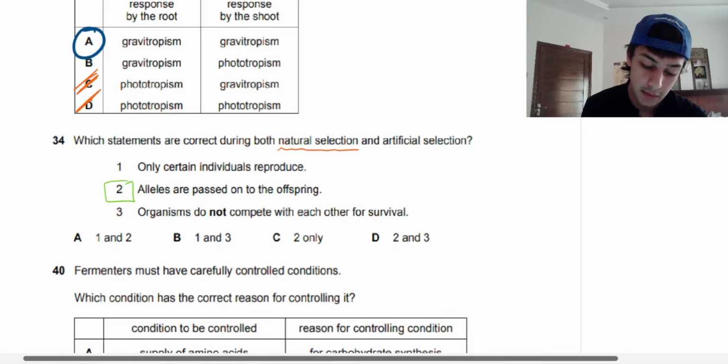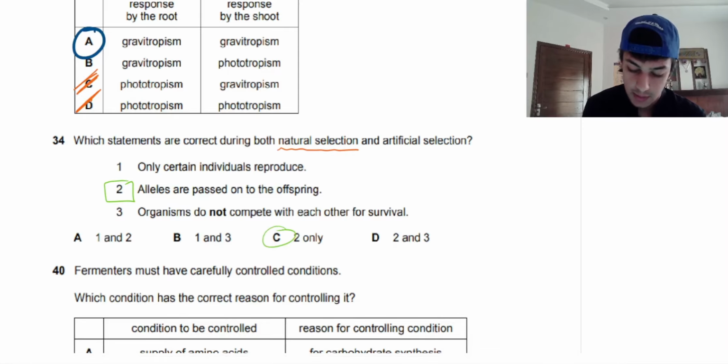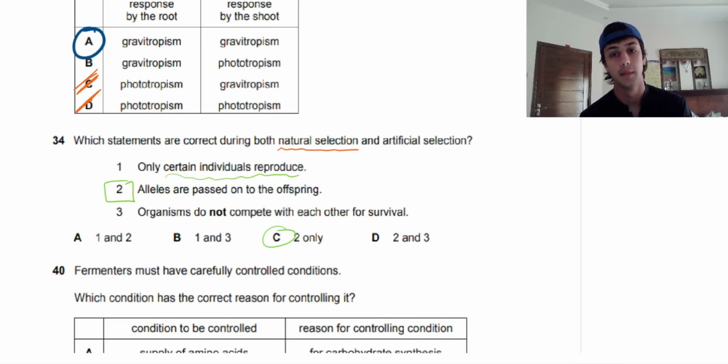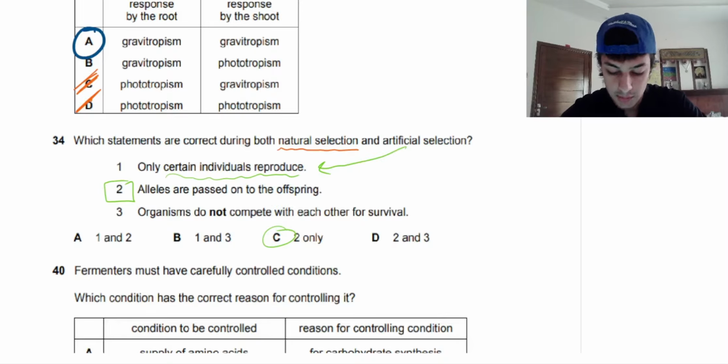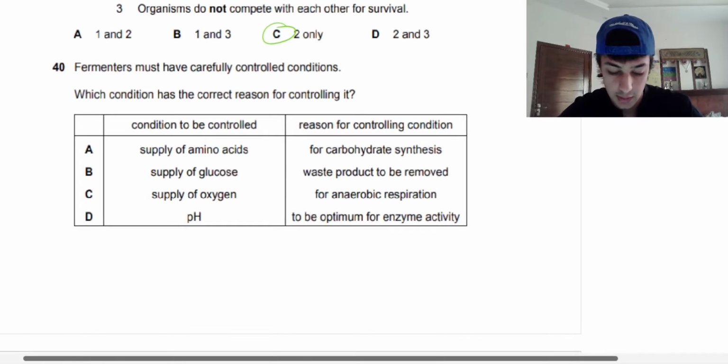So we'll obviously see that 2 is the right answer for both of these. Only certain individuals reproduce: that is not correct. I mean, all individuals will be reproducing. And the only certain individuals part mainly applies to artificial selection. Natural selection is random, right? And organisms do not compete with each other for survival: that is also not true. In natural selection, they are competing against each other.